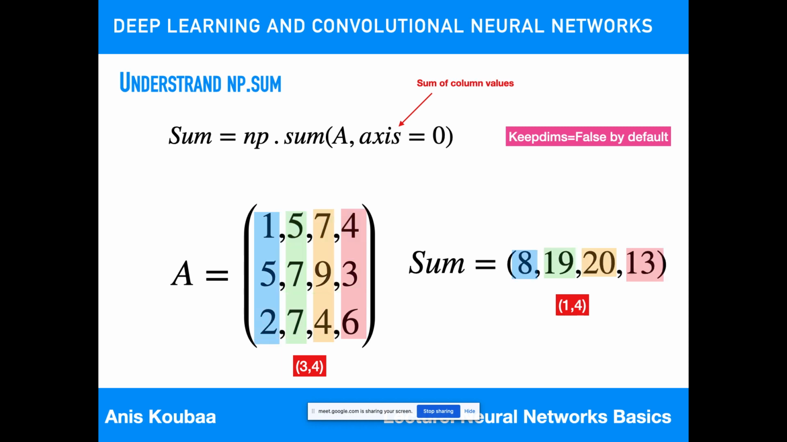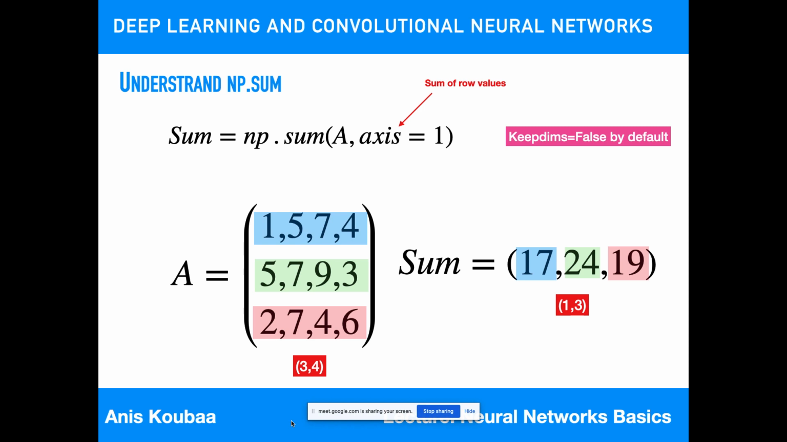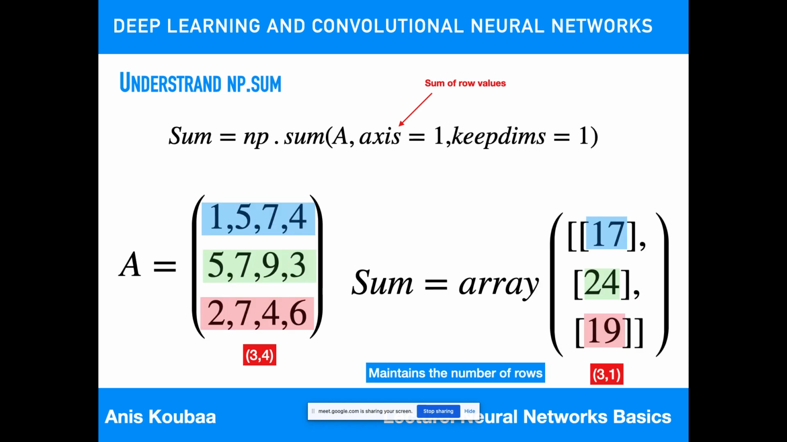Okay, so maybe I have to go to this slide. If you make keep dims equal to true, it will calculate the same values, 17, 24, 19, but it will keep the same dimension. Look, here you have 3 rows, and here you have 3 rows. However, if you make keep dims equal to false, here you have 3 rows, and here you have only 1 row. So the dimensions here are different from the dimensions here. And when you put keep dims equal to true, the dimension here, 3 rows, is the same as the dimension here. So it will create another NumPy array with a similar number of rows. It will maintain the number of rows.